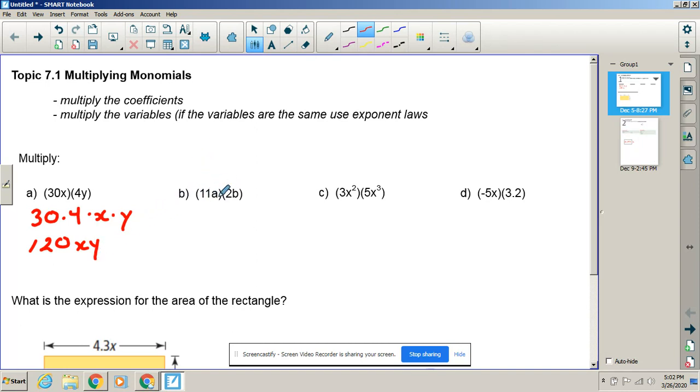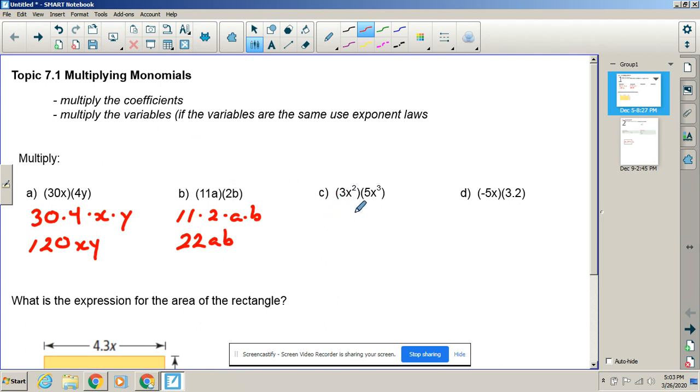Example B, same process. We've got monomial 11a times the monomial 2b. I multiply the coefficients together, so I take 11 times 2, and I take a times b, or I multiply the variables. And if I write that out, that becomes 22ab. The second step here isn't necessary. You don't have to show that you're multiplying all those together. Just so you understand that you're just multiplying the coefficients together and multiplying the variables.